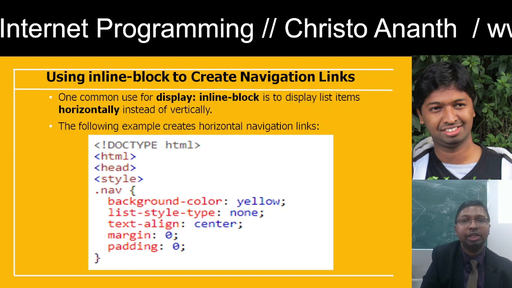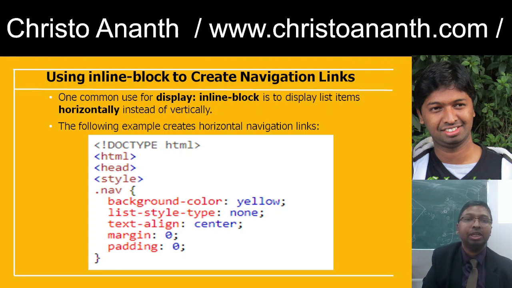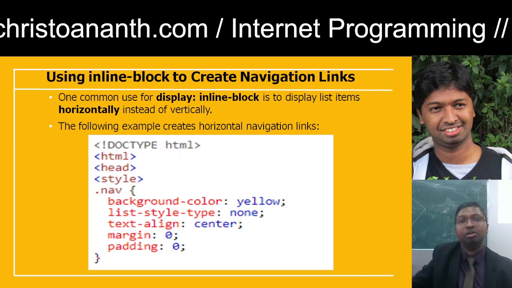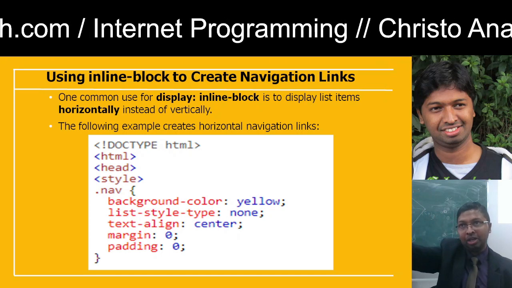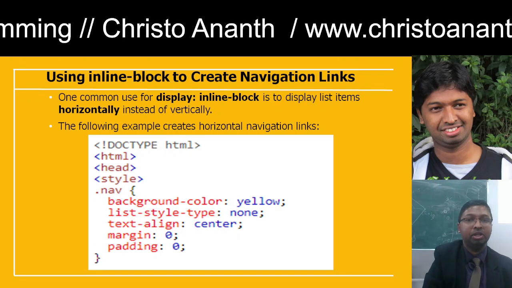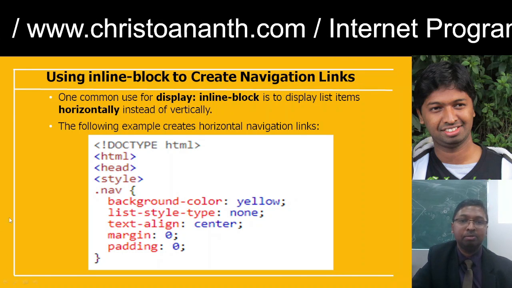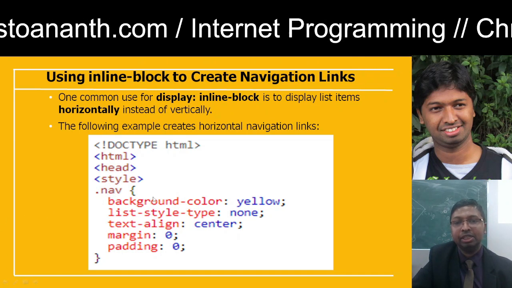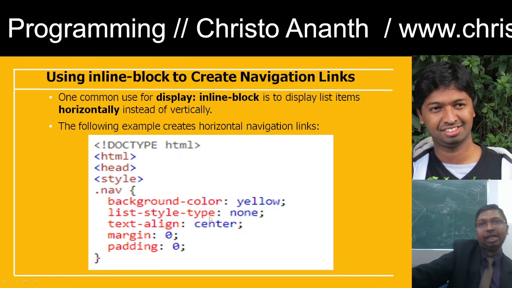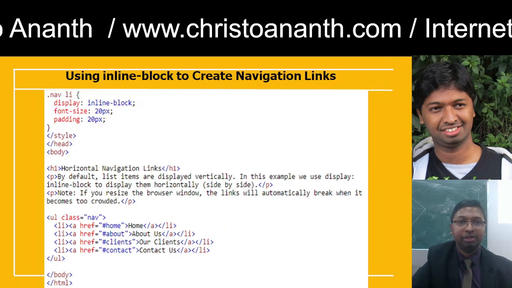Okay, right. You can also use inline blocks to create navigation links. That is the reason you can go with display inline block. You can display the items horizontally instead of vertically. For example, in the previous example we saw one after the other; here you see them horizontally. The following example will create horizontal navigation links. So doctype HTML, head, style, navigation, the background color the same yellow. List style type is none, text alignment is center, margin 0, padding 0. Then you go with a navigation link.